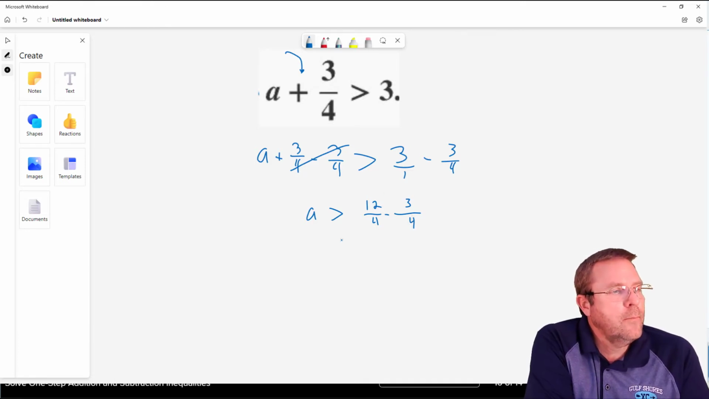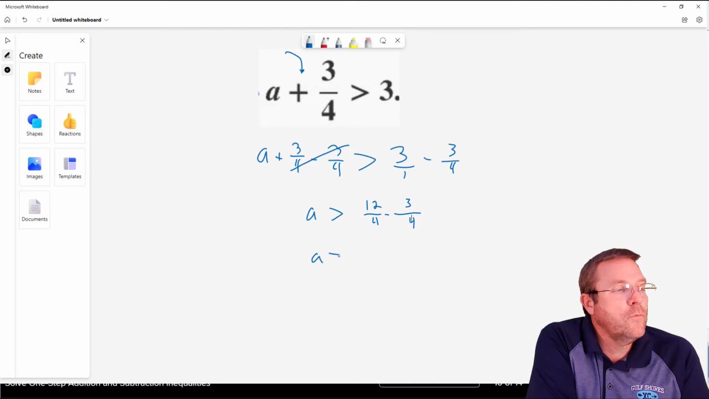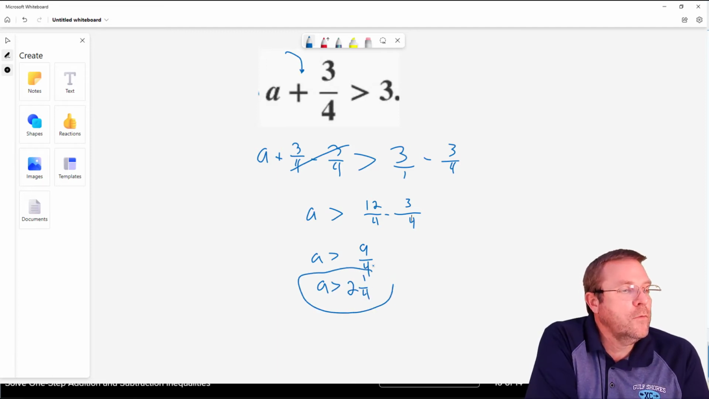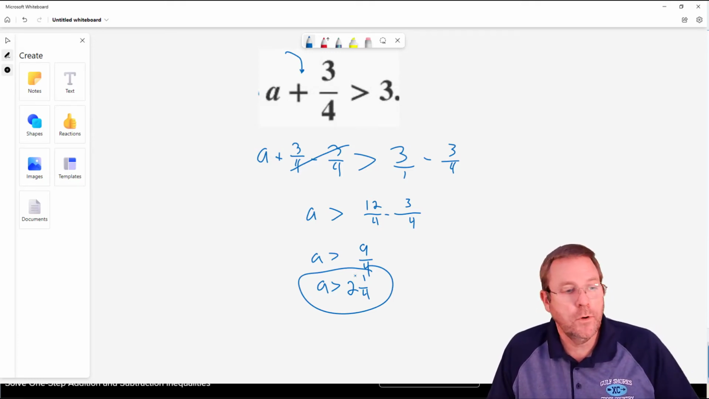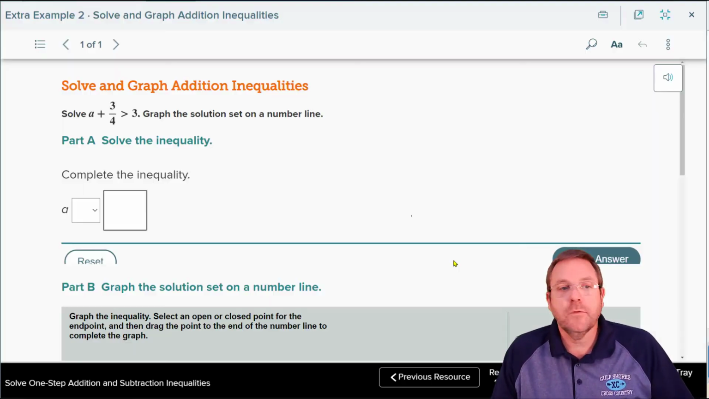Next, 12 minus 3 is equal to 9/4. And that, of course, is going to be equal to 2 and 1/4. So our final answer says that a is going to be greater than 2 and 1/4. I'm going to jump back over to the textbook.